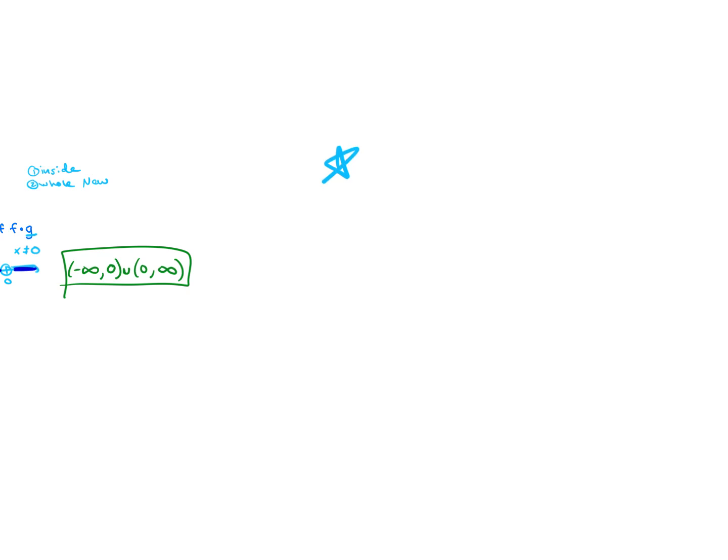With domain, there's two things we need to look out for: if we have square roots and if we have fractions. So if we have a square root, what can we not have under the square root? A negative. So we'd set whatever is under our square root greater than or equal to 0 to find the domain. If we have a fraction, what can we not have in the denominator of a fraction? What can it not be equal to? 0. So then we'd set whatever is in our denominator not equal to 0.